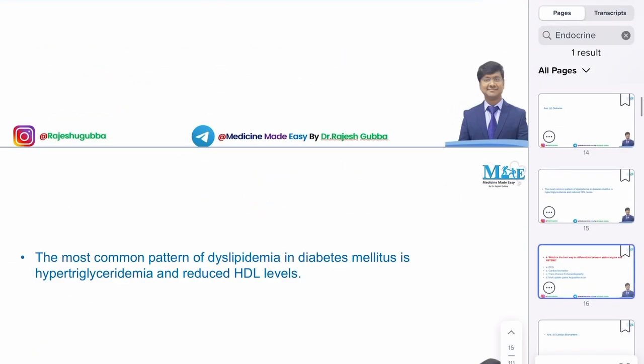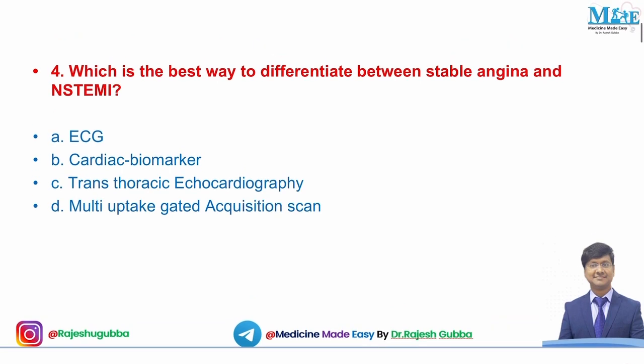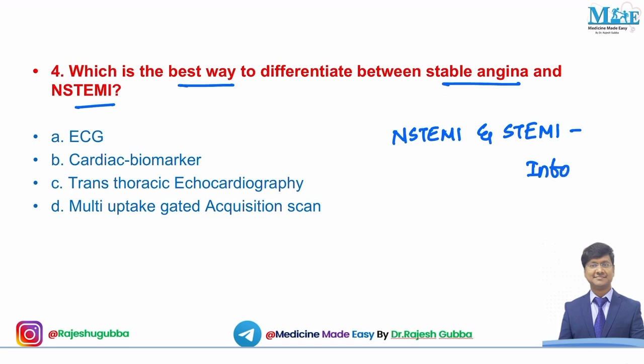So which is the best way to differentiate stable angina and non-ST elevation MI? Clinical scenarios like non-ST elevation MI as well as ST elevation MI come under a clinical entity called infarction, whereas stable angina comes under a clinical entity that is ischemia. So how will you differentiate ischemia from infarction?